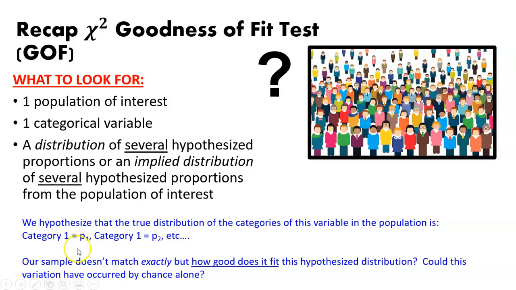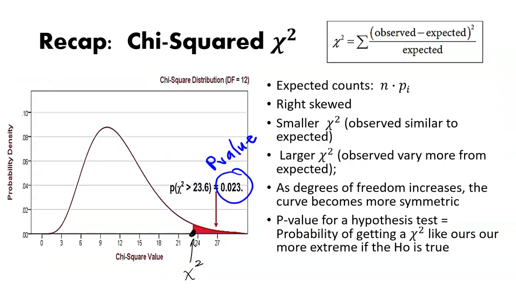Remember, it's called a goodness of fit because our sample isn't going to match exactly what we believe is true about the population. But we want to know, how good does this fit that proportion? Could this variation have happened by chance alone? So we use the chi-squared value for that. The chi-squared value, remember, is observed minus expected. Your chi-squared value is part of a right-skewed distribution, and the p-value associated with your test is the area to the right of that chi-squared value.